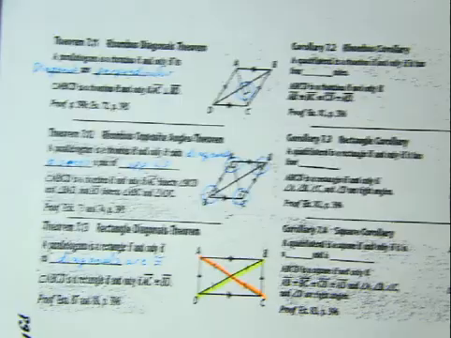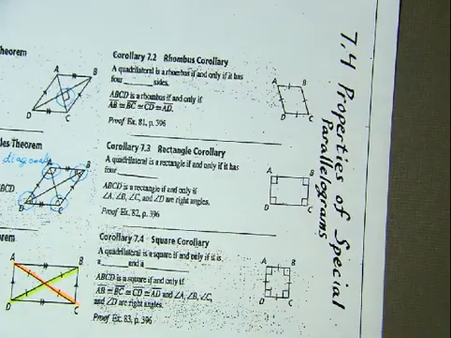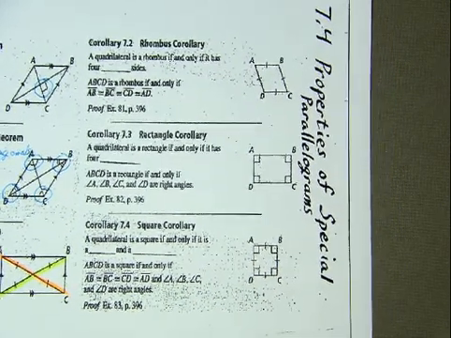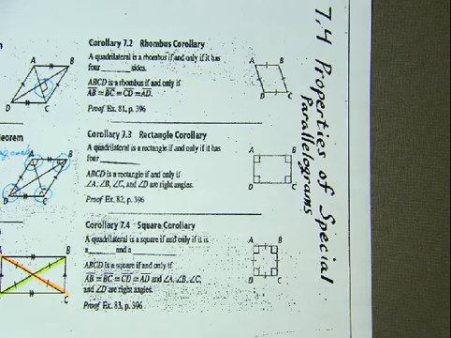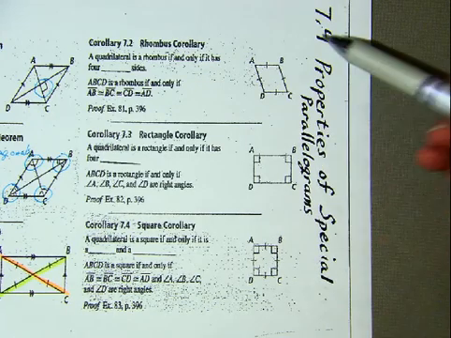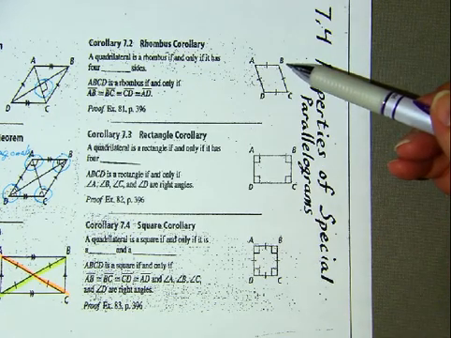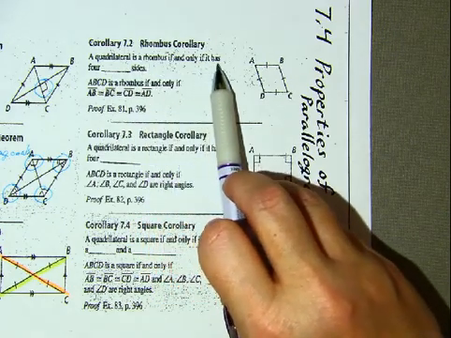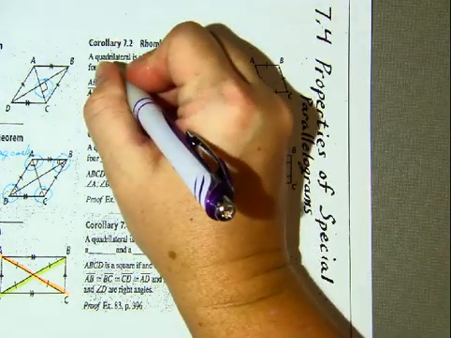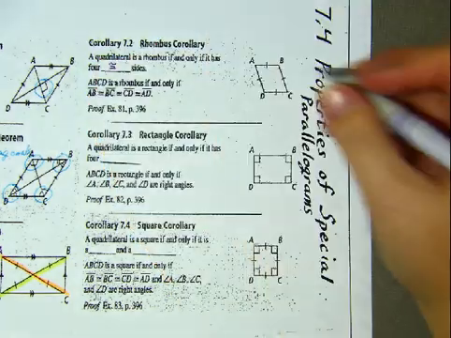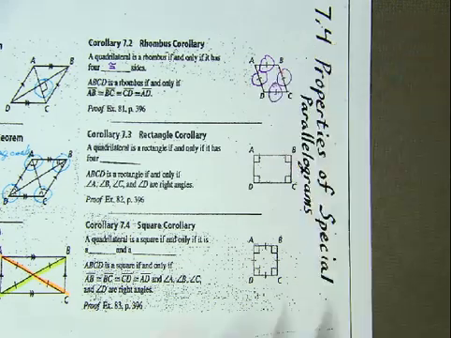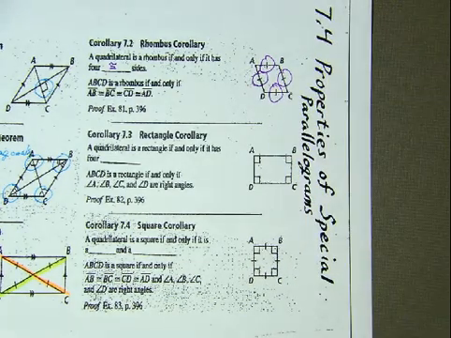All right, let's move over to the right-hand side with our corollaries. All right, so our first corollary here is dealing with a rhombus. It says a quadrilateral is a rhombus if and only if it has four congruent sides. Remember we said those sides all had to be congruent? So that was something special with a rhombus.